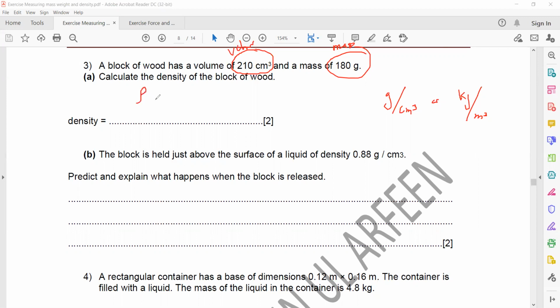Just write the formula for density. Density is represented by the Greek letter rho, which is equal to mass m divided by volume v. So mass is equal to 180 and the volume is 210. What's the answer? 180 divided by 210.